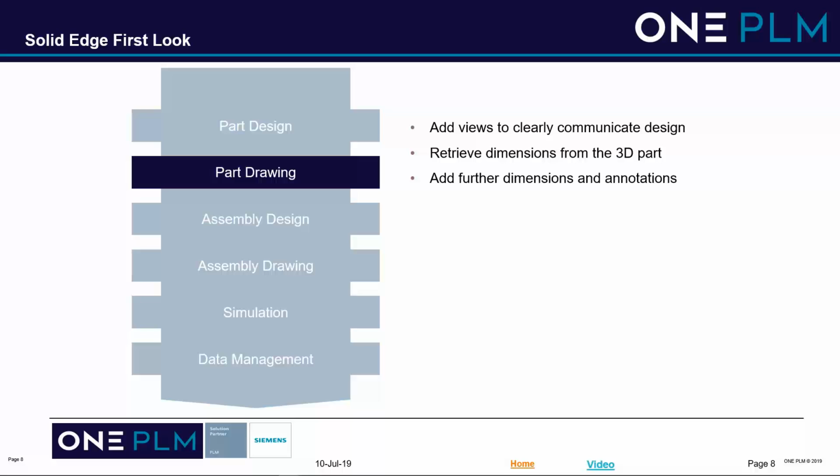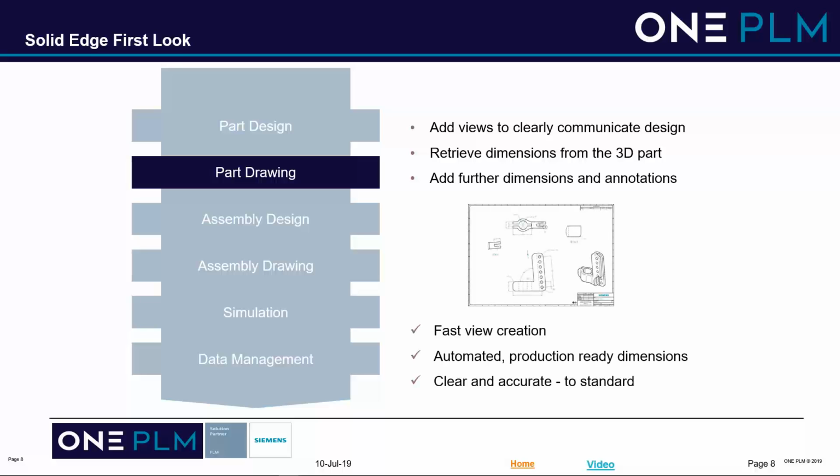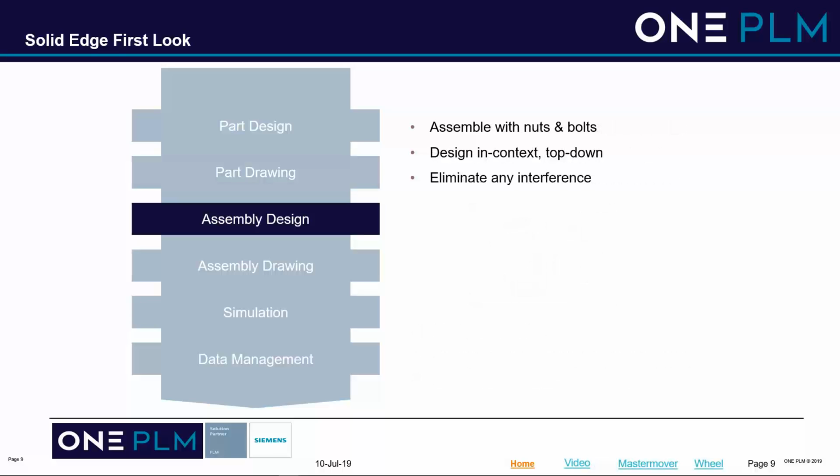Okay, so what we've just seen is the part drawing. So we've seen fast view creation, automated production ready dimensions are already on there, a few extra added on, and it's clear and accurate, and we do this to standards as well, so we can make sure that this is to your company standards. So next, let's have a look at assembly design. So what we're going to do, we're going to assemble with nuts and bolts, and then we'll look at interference, and we'll look at copying and pasting.